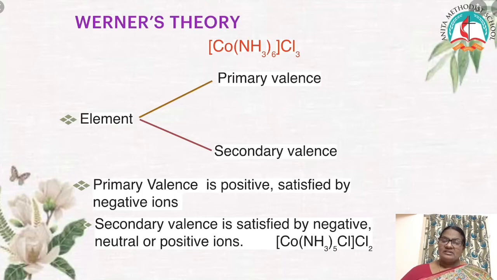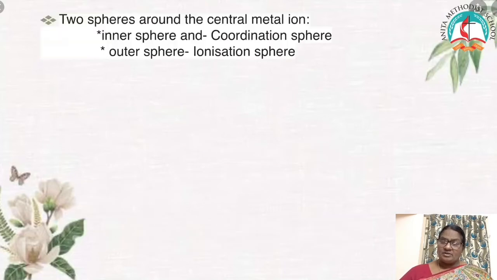The next one: there are 2 spheres surrounding the metal ion. One is called the ionization sphere and one is called the coordination sphere. The one which we just saw, written inside the square bracket, the metal ion and the groups called ligands, is called the ionization sphere. They are very, very tightly held. That is why they never dissociate to give ions in the solution. They always behave as one entity. That is called the inner sphere or the coordination sphere.